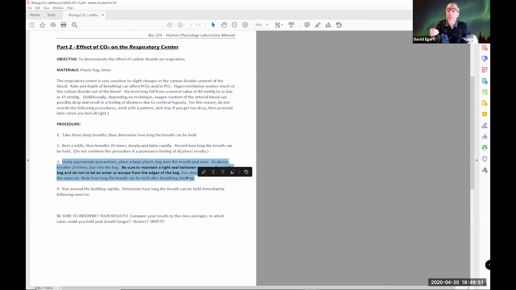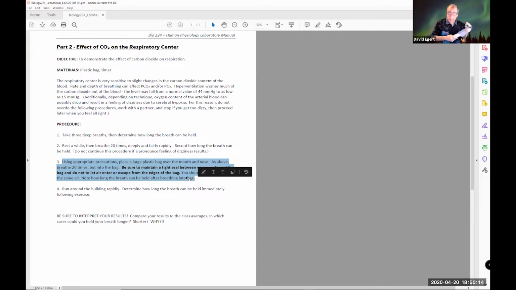You're just rebreathing the same air again and again. As the carbon dioxide is building up, you're rebreathing that, so this is going to be increasing carbon dioxide in your body. This does not work if you cheat and let air come in from the side of your mouth or something. That's then fresh air. You're not rebreathing the same air.